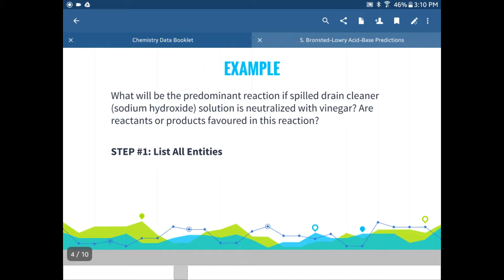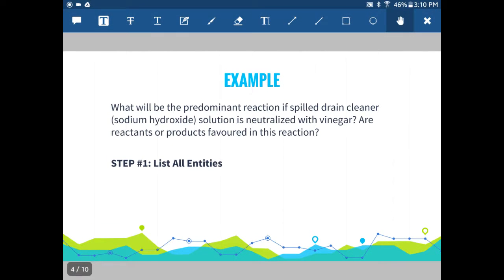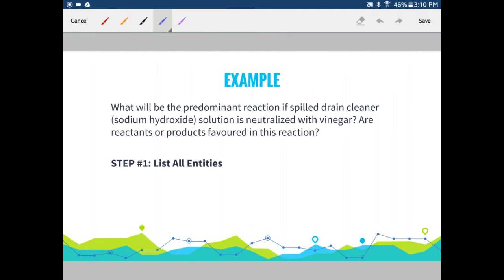So when we go through, our first step will be to list all entities. So we have sodium hydroxide. Now, again, sodium hydroxide, NaOH, dissociates into sodium ions and hydroxide ions. Okay, and it says it's neutralized with vinegar. Now, vinegar is acetic acid, which is CH3COOH.